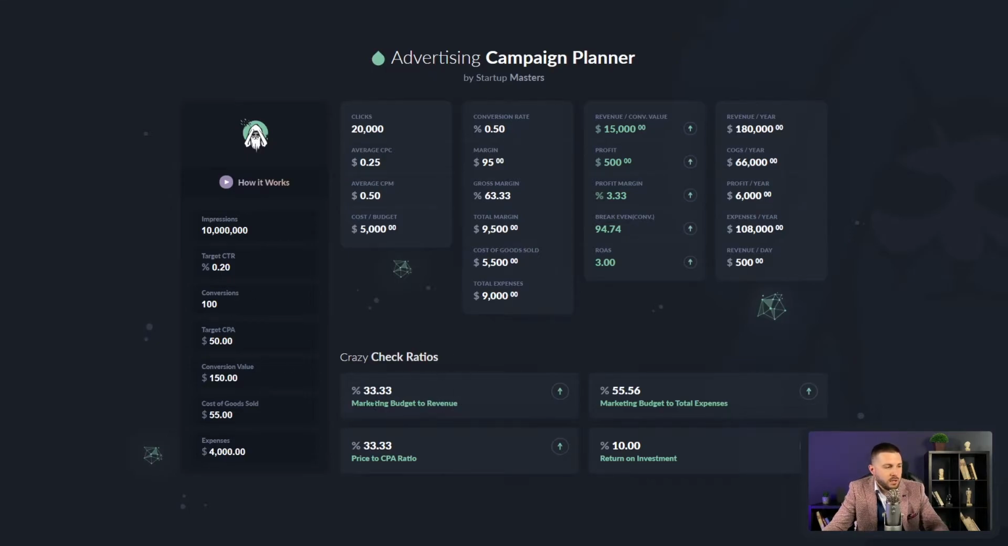Now, here on the bottom, we have these crazy check ratios that help you understand if you are going too far with some of your calculations. So just to make an example, let's say we are planning a campaign for an online course that we are selling. And we are going to reach 10 million people. Our CTR on Facebook is currently around 0.2, so let's keep it at 0.2.